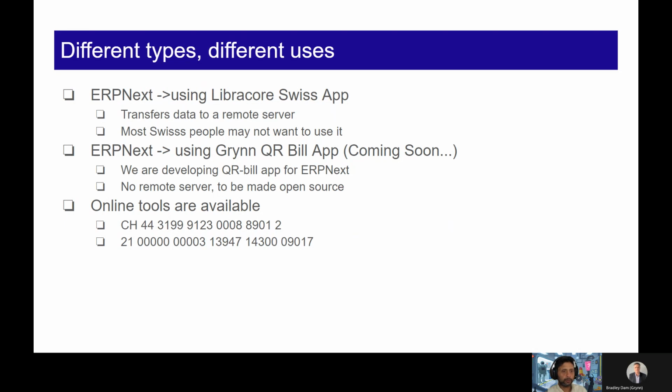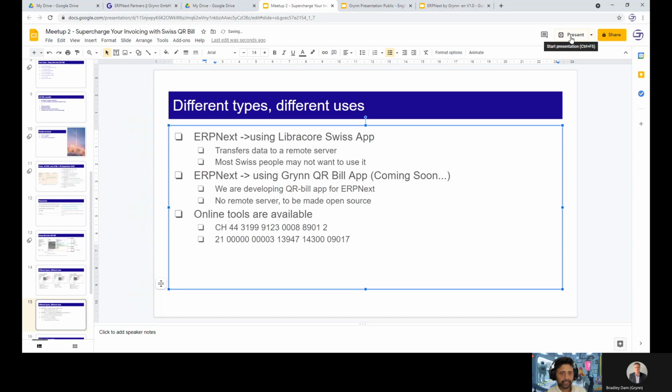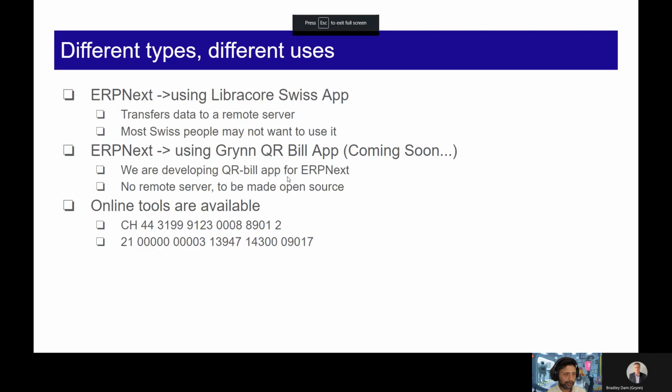ERPNext has an open source module that is written by LibraCore, a Swiss company. They've created a small module, also open source, and with that, you're able to install it next to ERPNext and generate QR bills. However, there's one problem with that. It does transfer some data to a remote server where the QR code is generated and sends it back. For a lot of Swiss people, that is a no-go, and therefore a lot of companies tend not to use it.